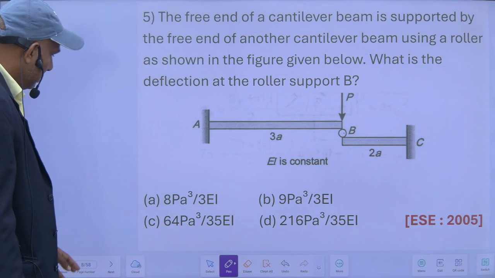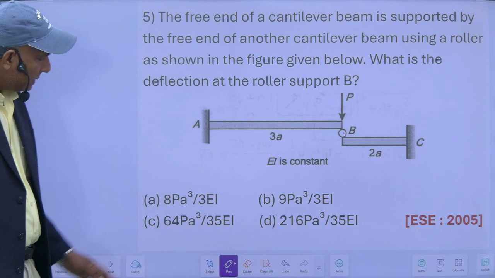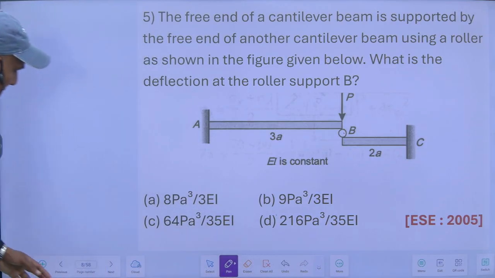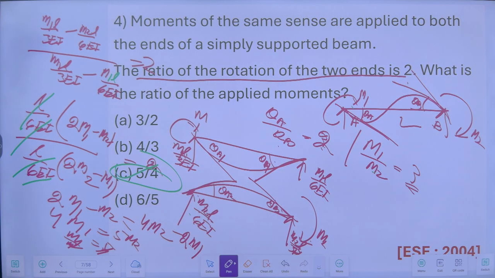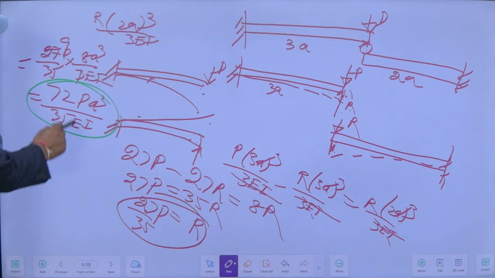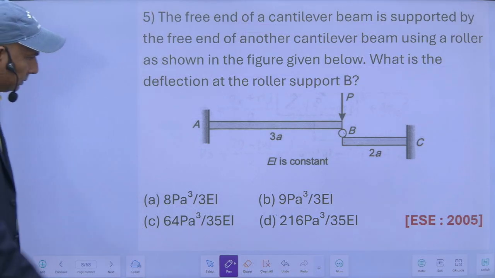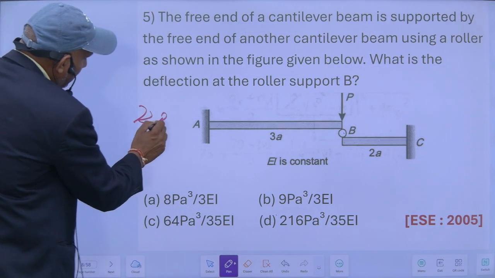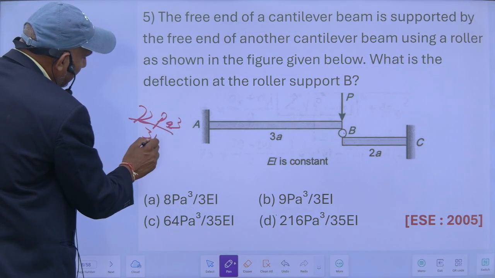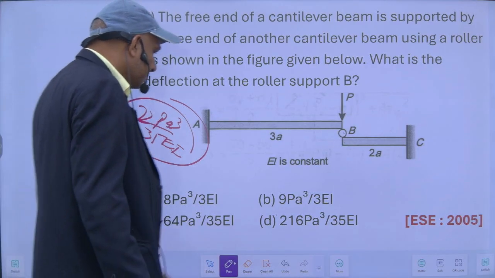So no answer is matching. There is some problem in these options. The correct answer is this one: 72P A cube upon 35 EI. This is the correct answer. Some problem is there in the question.